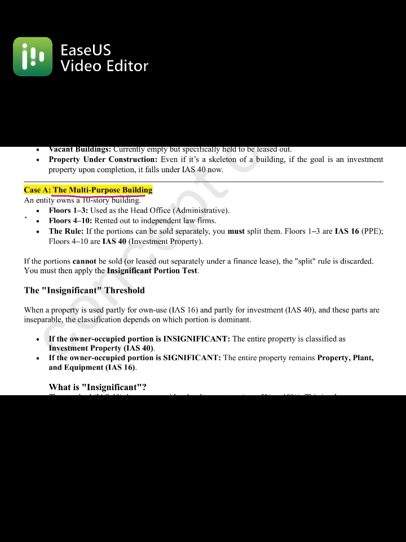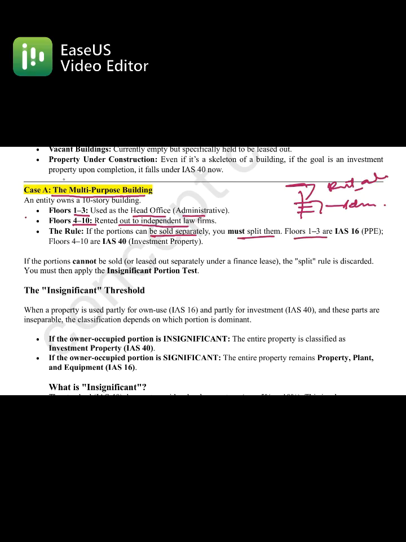So here we have floors 1 to 3 used as the head office for administrative purposes, and then 4 to 10 is rented out to an independent law firm. So this is your building. From first, second, third, you are using it for administrative purposes, and the remaining is rented out. Now the rule is if the portion can be sold separately, you must split them.